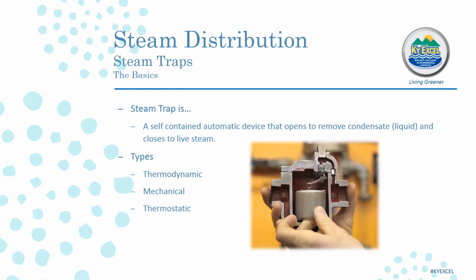Thermodynamic steam trap valves are operated by steam flow, while mechanical steam traps use the difference in density between steam and condensate to operate the valve. Thermostatic steam traps sense temperature change to operate the valve.